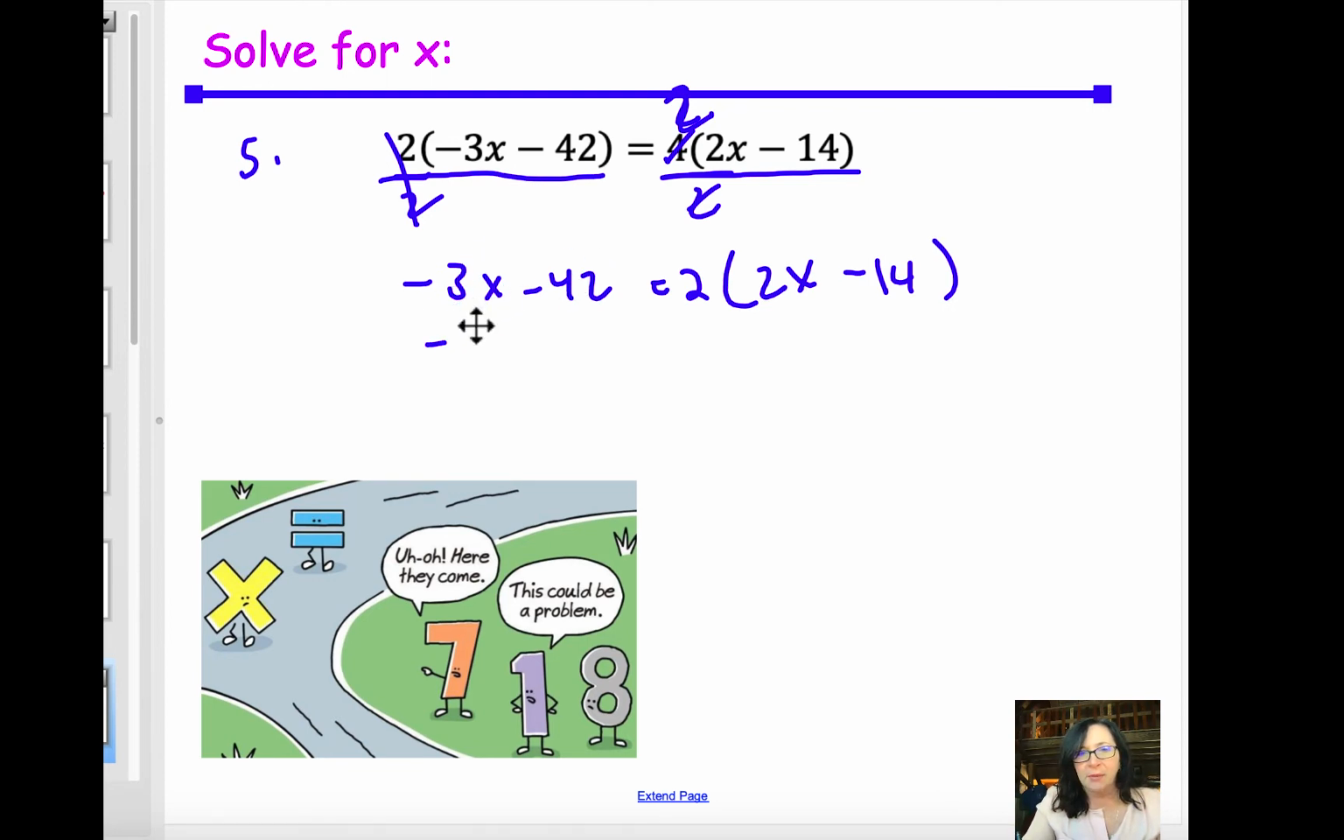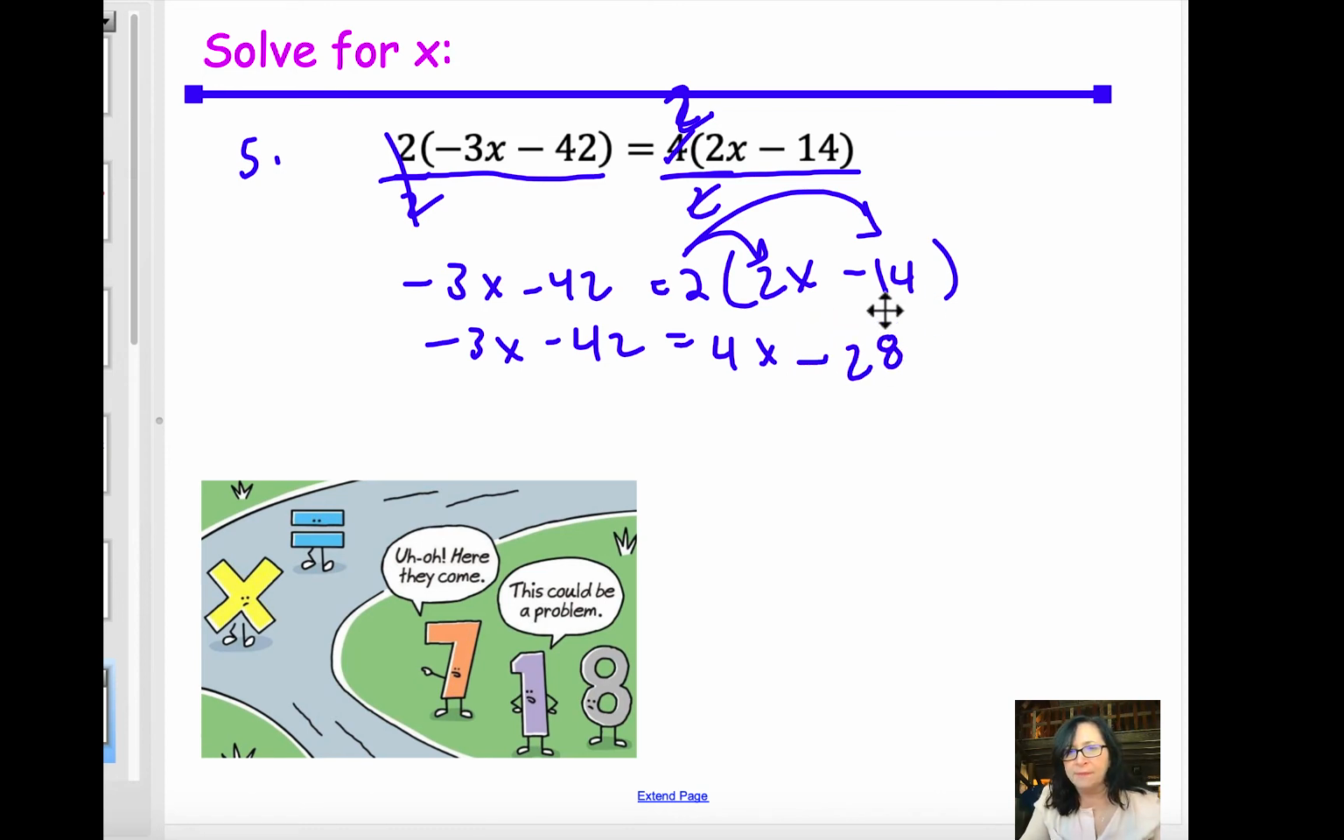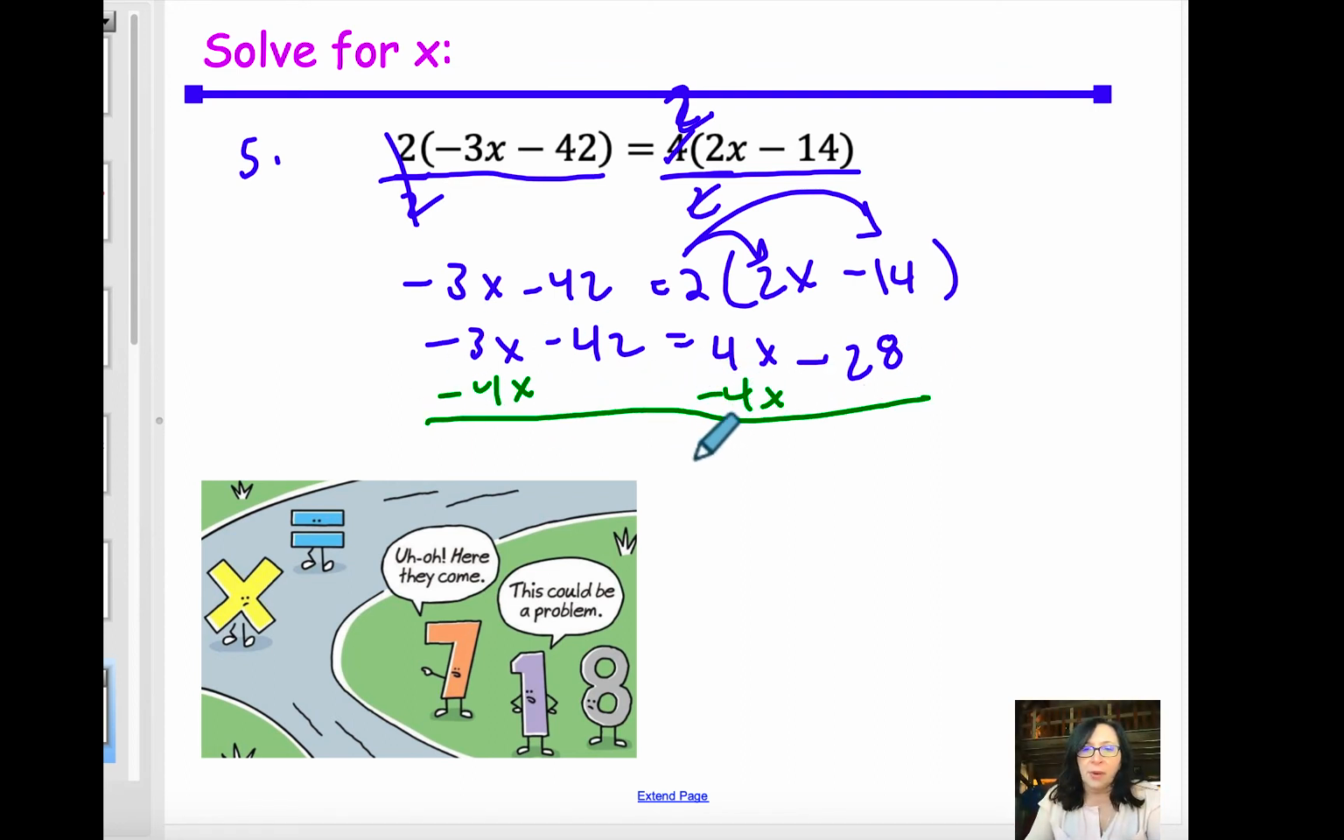So it'll look like 2 times 2x minus 14. I'm going to just keep this on the left until I can simplify on the right, and I get 4x, because 2 times 2x, and then 2 times negative 14 is negative 28. I'm going to subtract 4x, because I'm just going to move this to the other side. So subtract 4x from both sides. I'm going to get negative 7x on the left. So I'm going to get negative 7x minus 42. These cancel, equals negative 28.